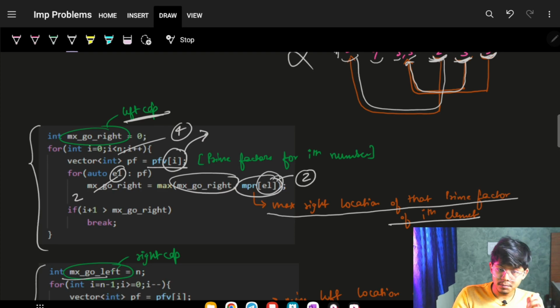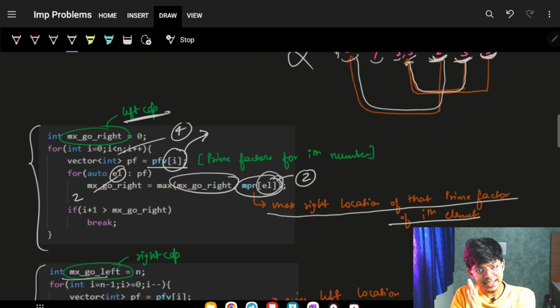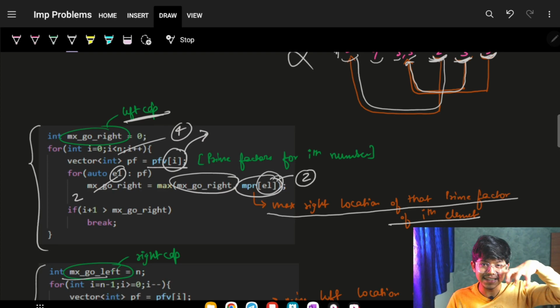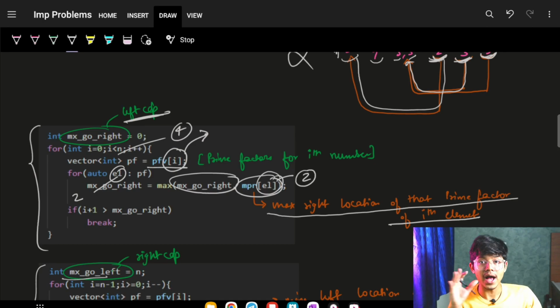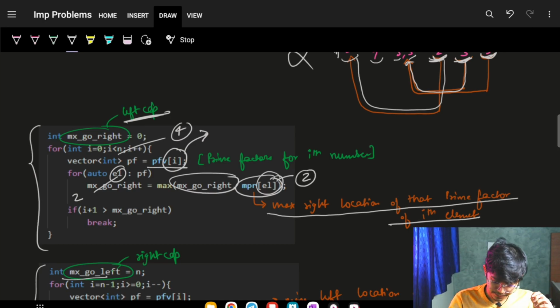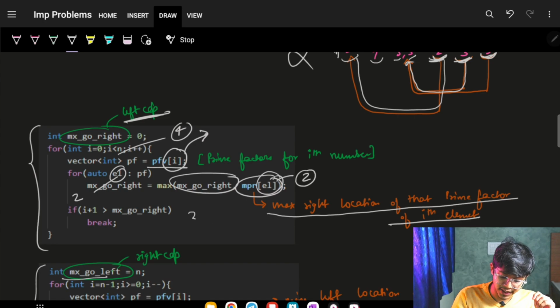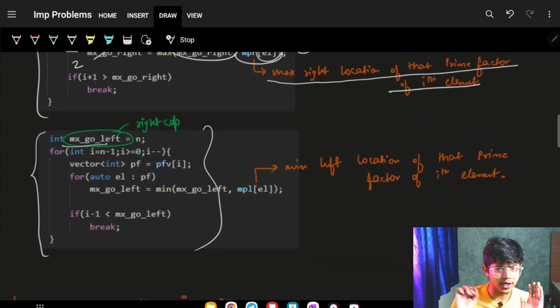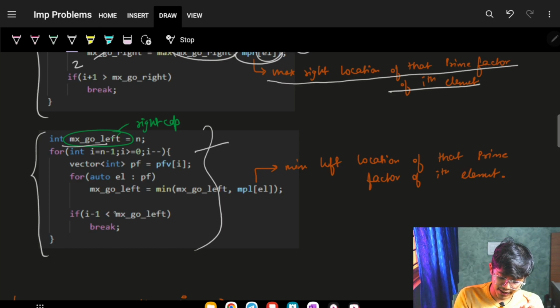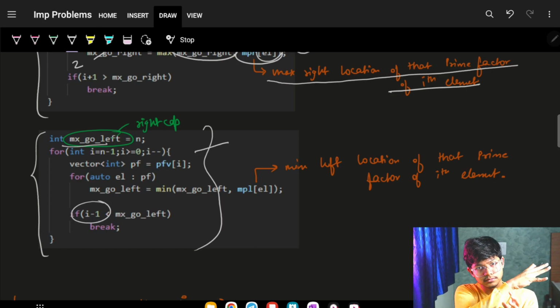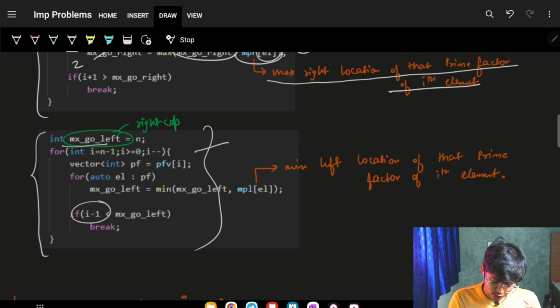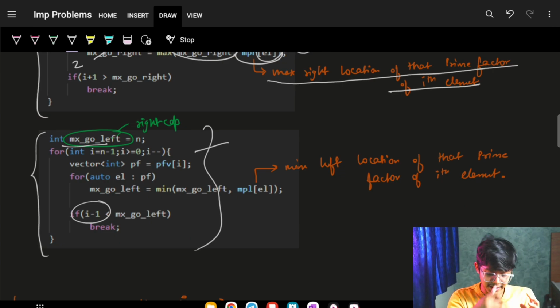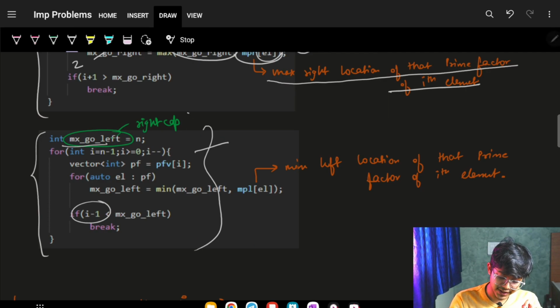So MPR will be the map of right, which means the maximum right which my 2 has gone in this whole array. And with this help, I can get a maximum right, which means my left bar I can get. And with this code, exactly the same code, I can get it. It's just that I'm iterating from the right, so it's just the opposite, but exactly the same. It's just that I will get a right cap.